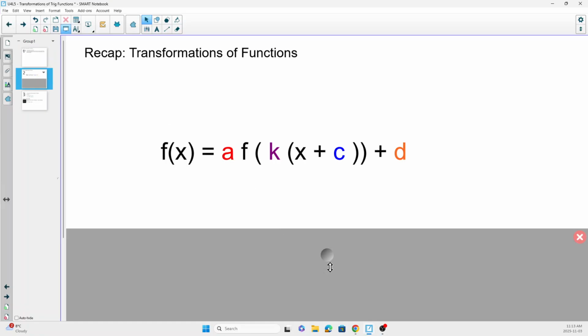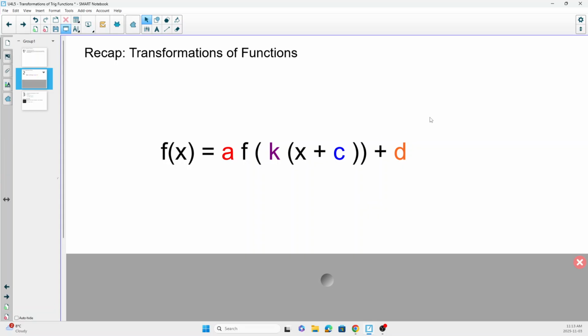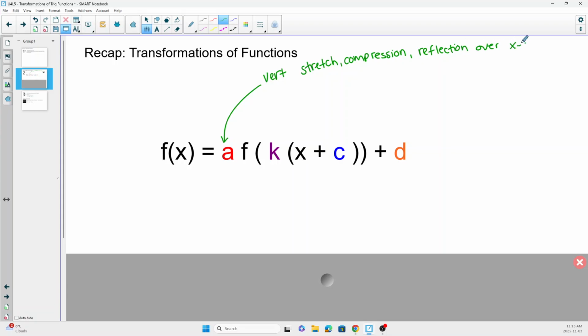So before you jump to the Desmos activity, let's just review transformations, because now we're looking at trig functions, but the transformations are the exact same. So when we have a value out in front, that is a vertical stretch, compression, or reflection. The exact same rules apply when we are dealing with a trig function, and remember that this is a vertical reflection, so it's over the x-axis. It's the y values that are changing.